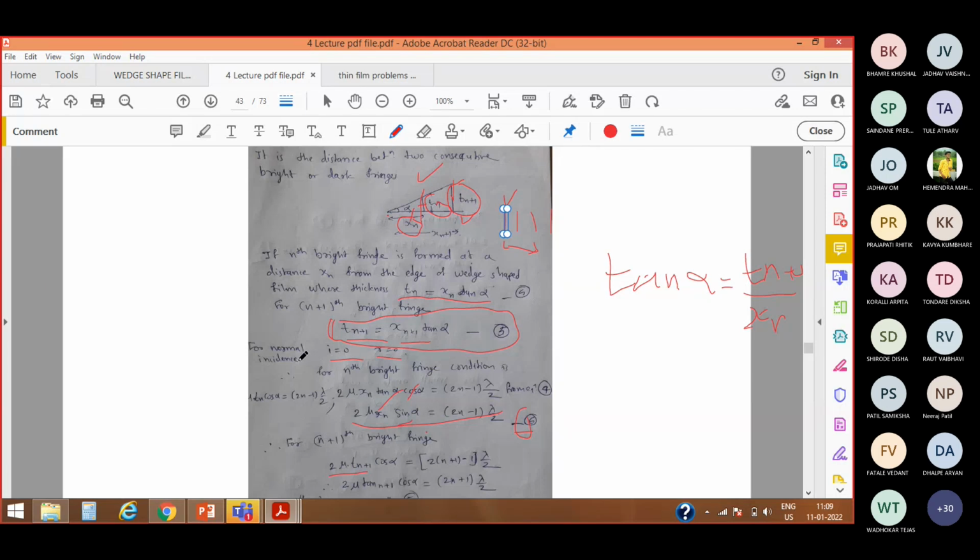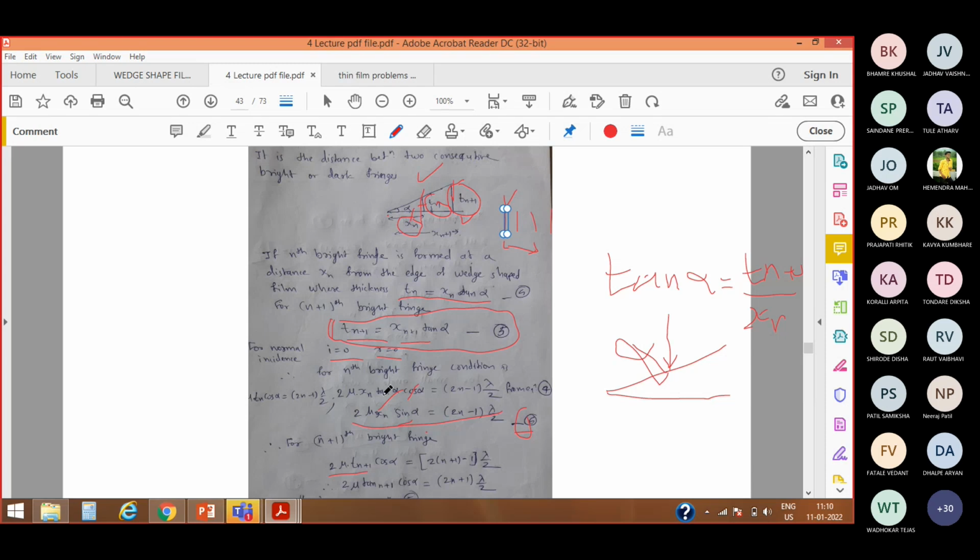Okay. For normal incidence, suppose this is the film and light is coming normally, there is no angle here, the angle is absent, then i is equal to 0 here. If i is equal to 0, then r is also 0. Okay, so r depends on i. The angle r always depends on the angle of incidence. Since i is 0, r is also 0.